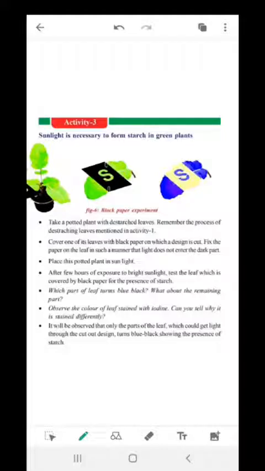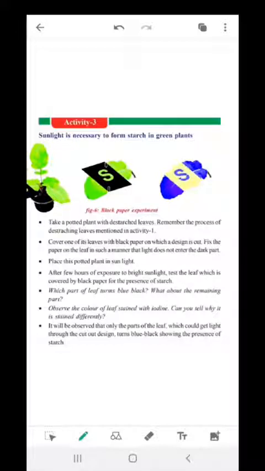Now coming to the procedure. Take a potted plant with de-starched leaves. Remember the process of de-starching mentioned in activity 1, where we clearly discussed the de-starching of the leaves. What we have to do, we have to keep it in dark for few days so that the starch preparation will stop in the plant. Cover one of its leaves with black paper on which a design is cut. So, after keeping the potted plant in dark for few days, you have to take it out and cover the leaf with black paper on which a design is cut.